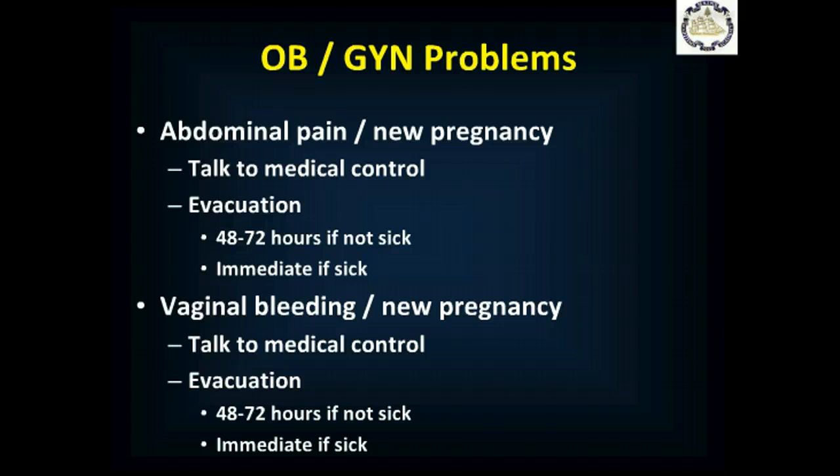But if they have abnormal vital signs, their abdomen's very tender, they have percussion tenderness, rebound or guarding, they need to be evacuated immediately. The same is true with vaginal bleeding and newly diagnosed pregnancy. You're assuming it's an ectopic pregnancy, and if they're sick in any way, you're evacuating them immediately. And if they're not sick, they still need to be evacuated because you're assuming that they've got an ectopic pregnancy that just hasn't ruptured yet.